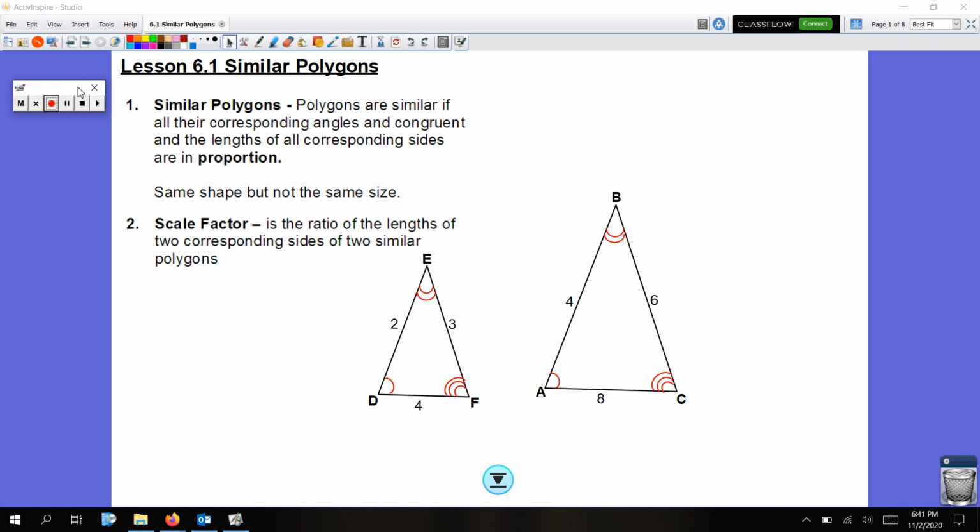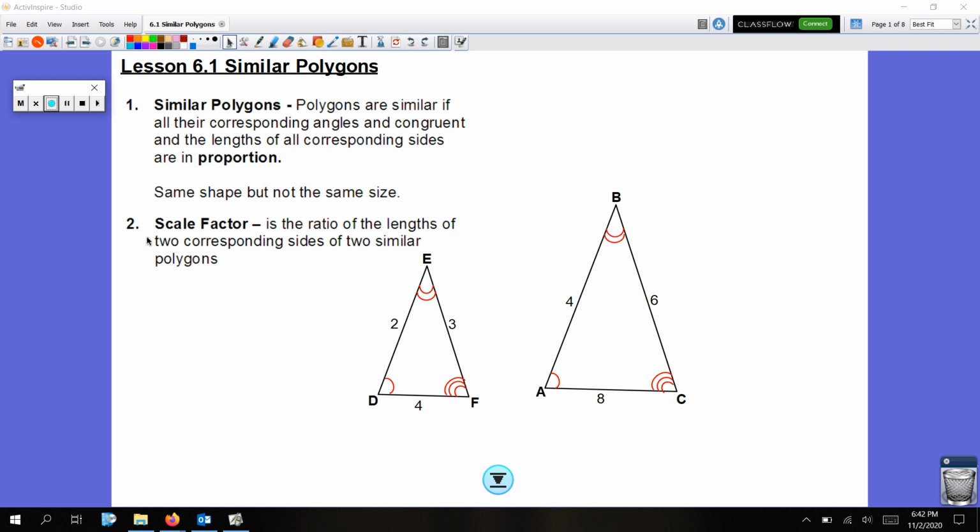All right, so today we're talking about lesson 6.1, similar polygons. What is a similar polygon? Polygons are similar if all their corresponding angles are congruent, sorry, that should say are congruent, and the lengths of all corresponding sides are in proportion. So they have the same shape, but they're not the same size.